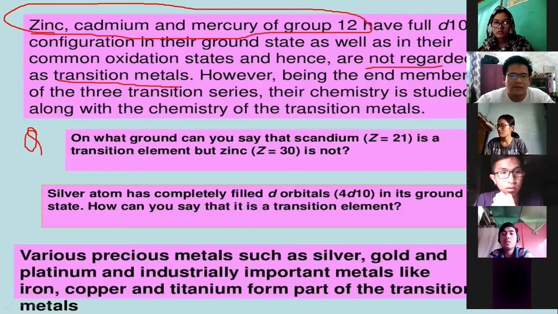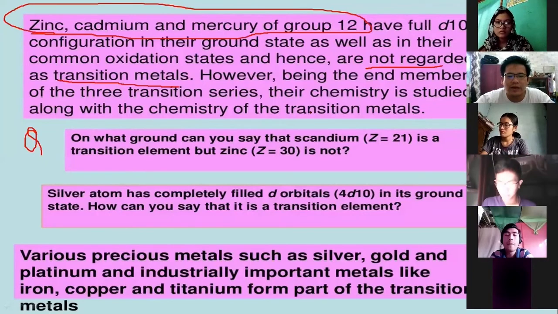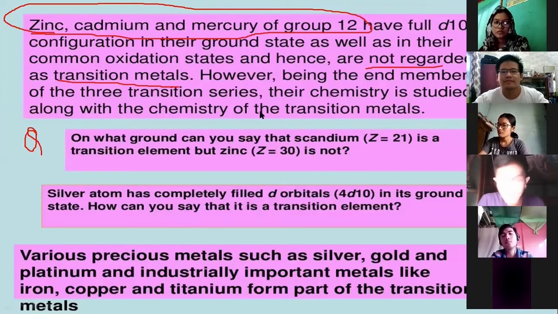Then silver has completely filled d orbitals, that is 4d10 in its group. How can you say that it is a transition element? So is there anyone who knows the answer? You can unmute yourself and tell me the answer. This is just a logical concept. If you have the answer, you tell me.